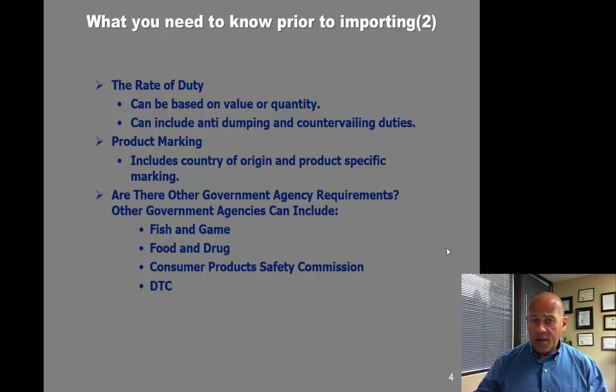Do you need certain types of product safety ratings? Does the product need to be consistent with rules of Food and Drug, Fish and Game, EPA, FCC? So there's all kinds of different regulation schemes that your product can fall under, and most of those schemes are referenced by the customs broker through proper classification of your product.